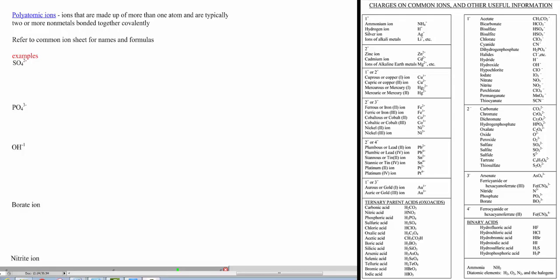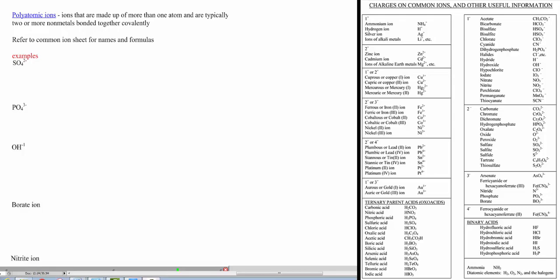The ions are arranged in this sheet by charge. So if you look in the upper right hand corner, the first box there contains all of the ions with a -1 charge. Down below that we have the -2 charge anions, and then we have the -3s and -4s as well. So if we want to find one of these common polyatomic ions, rather than having to derive its formula or name each time, we can just look on that common ion sheet.